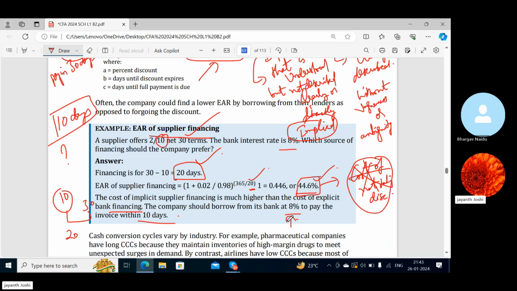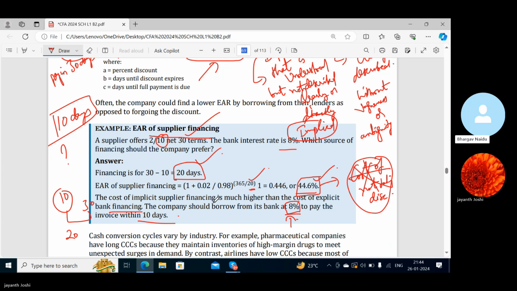It is better to borrow money from the bank, right? So the company could borrow from its bank at 8% to pay the invoice within 10 days. Why? They don't have money. That's the reason they have gone for credit. So they can take the bank loan and make the payment in 10 days so that they may get the 2% discount also. Right?